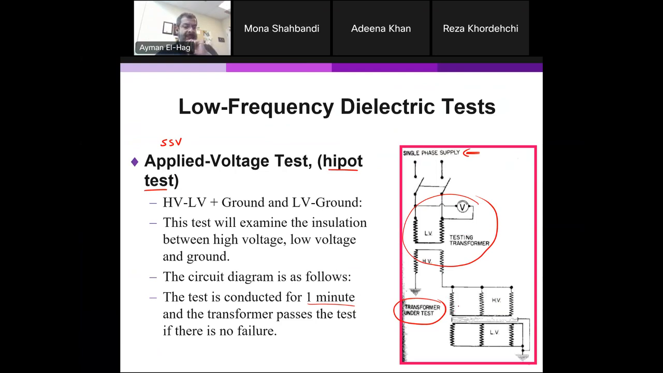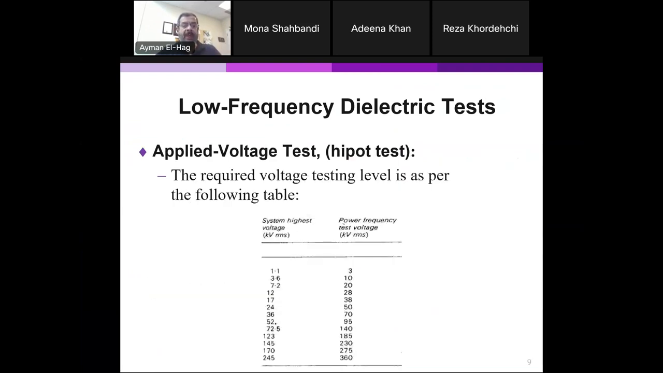So that is something every transformer has to go through, but this is to measure the clearance of the transformer. Now, these are some standard voltage tests we apply. Here is the system voltage level. So for example, 12 kilovolt, 17 kilovolt, and so on and so forth.